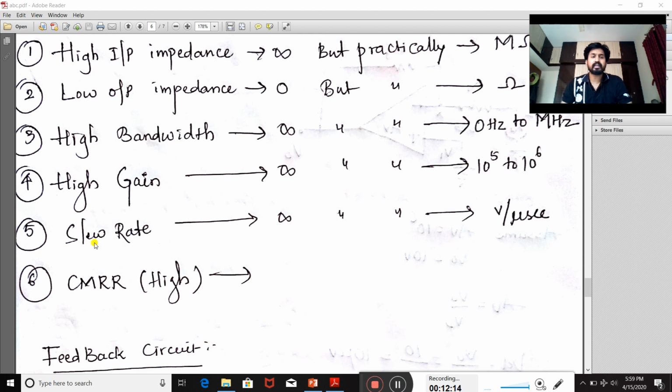And the slew rate should be very high. The slew rate says how fast the operational amplifier responds at the output to get the maximum output in no time. That means at 0 time it should reach the maximum value, so that it operates very fast, and hence the slew rate should be very high.